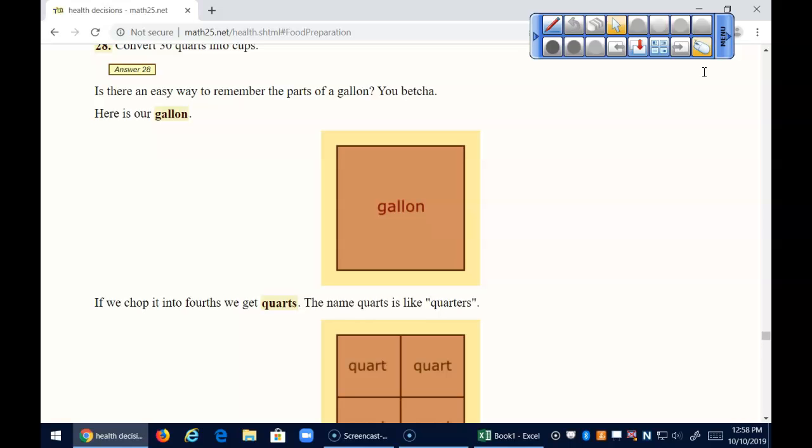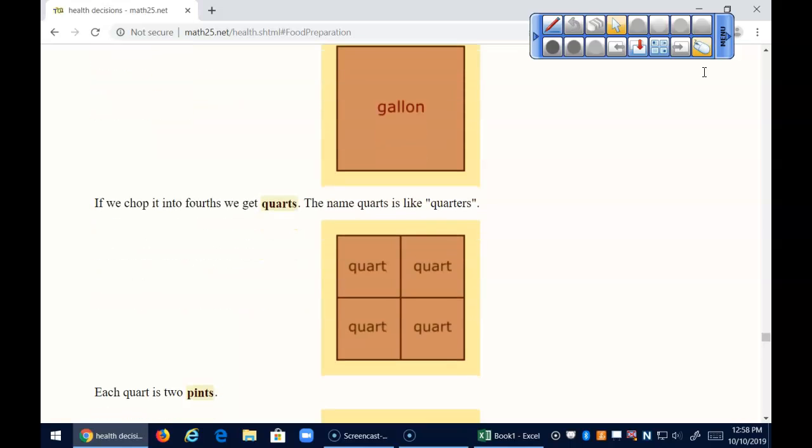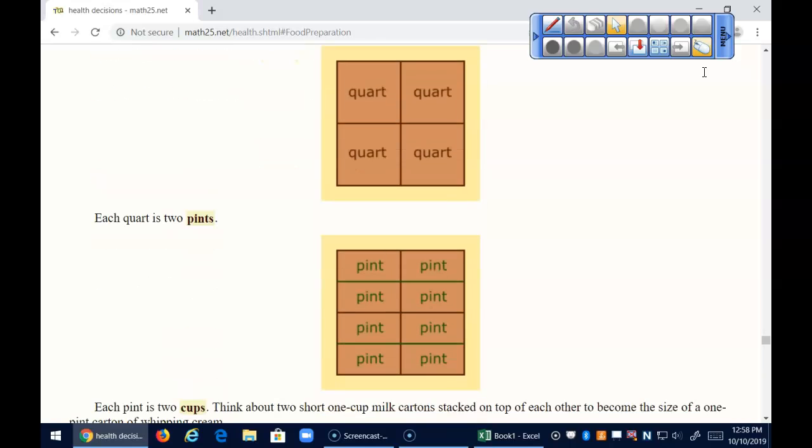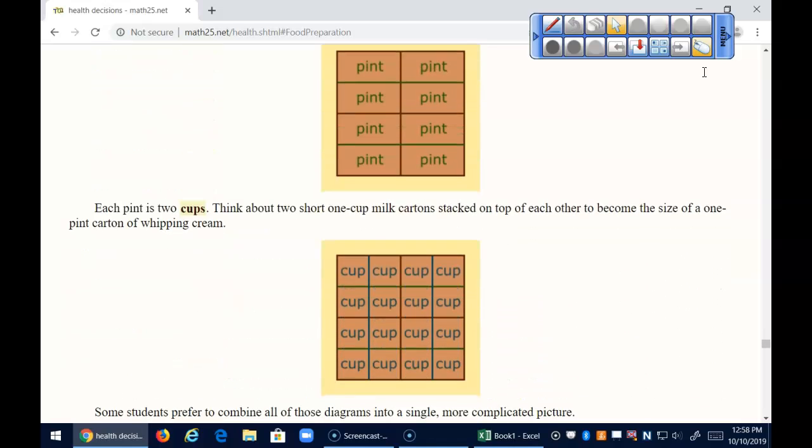There's your gallon. If we chop it in 4, we get quarts, like quarters. That's why they're called quarts. If we take a quart and chop it in half, we get pints. And you could imagine those little pint, like heavy cream containers that are like half as tall as a quart of milk. If we chop the pints in half, we get cups. So the little elementary school milks that are cups are half as high as the heavy cream containers that are pints, which are half as high as the milk things that are quarts in the store.